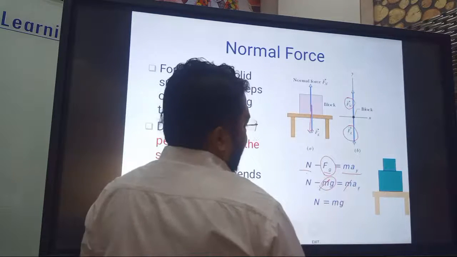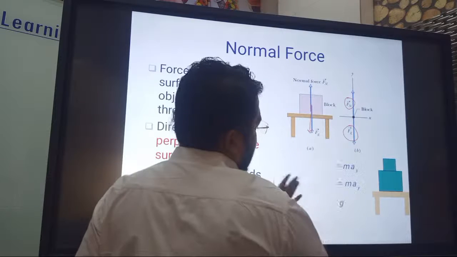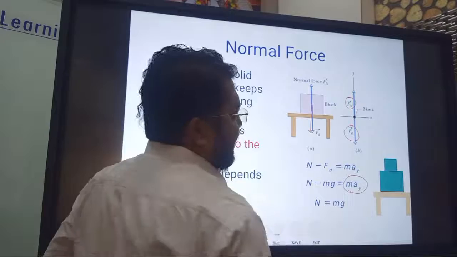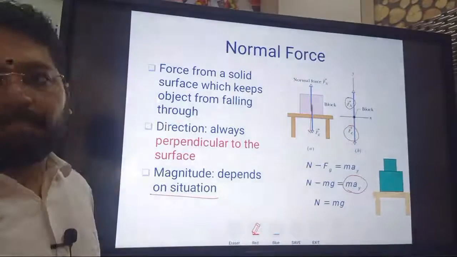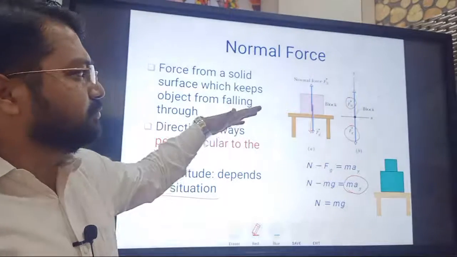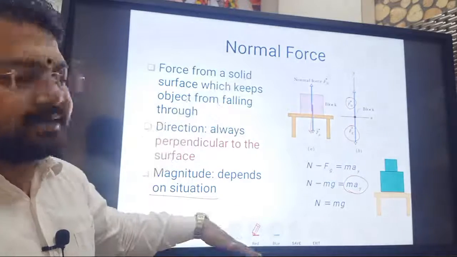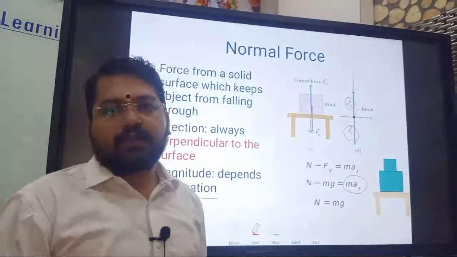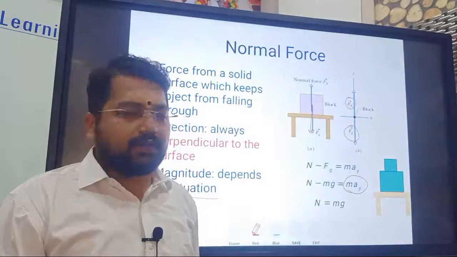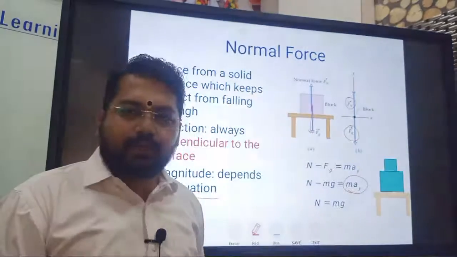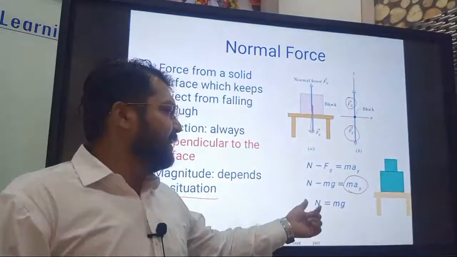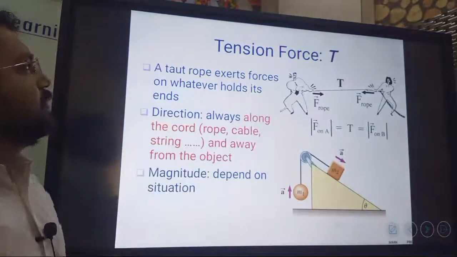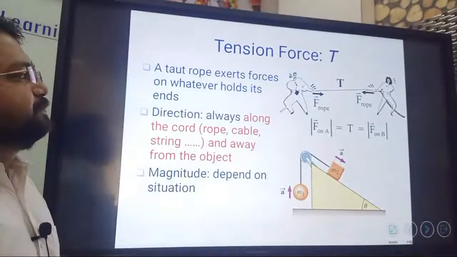Or I can just cancel out this MA. Why? Because the force which will act will be the same as that of mg. Yes. Vertically whatever happens has to be according to gravity. So I can mention N as mg. Okay. Yes, sir.